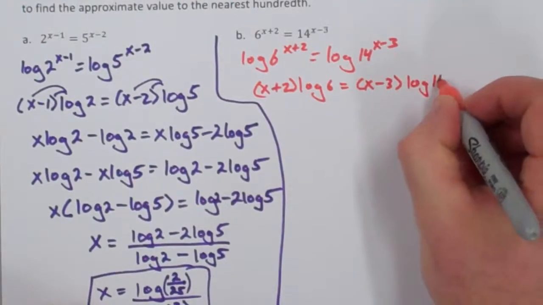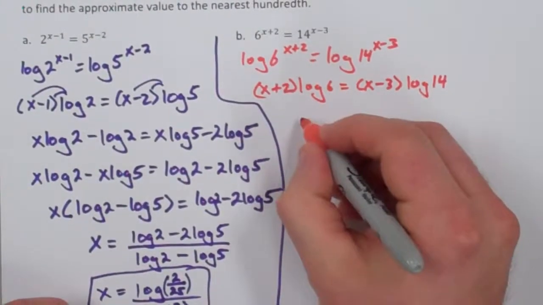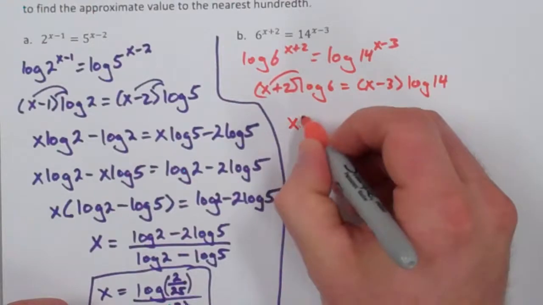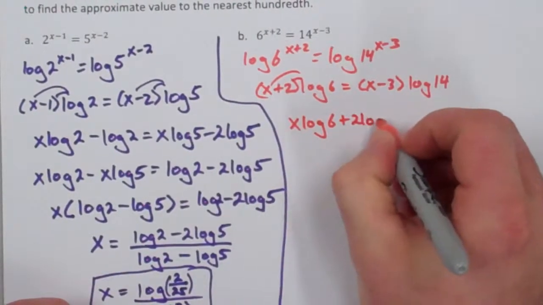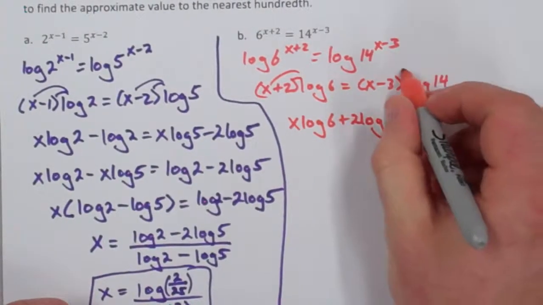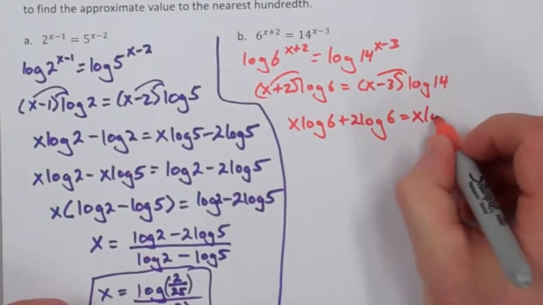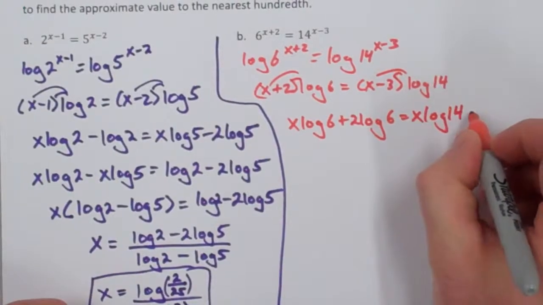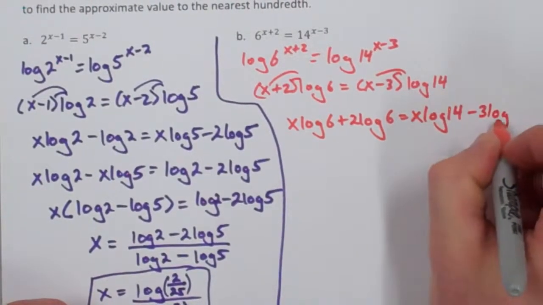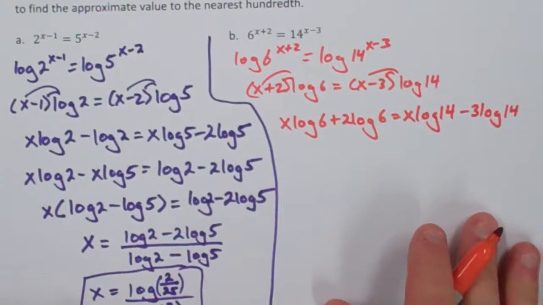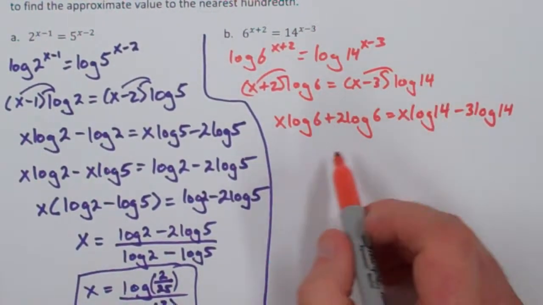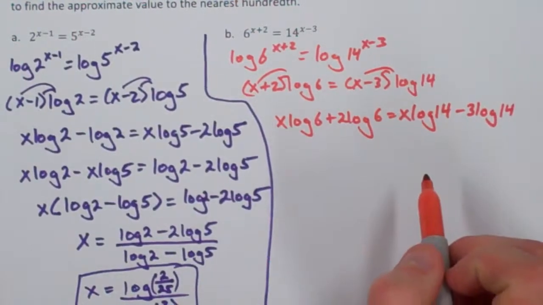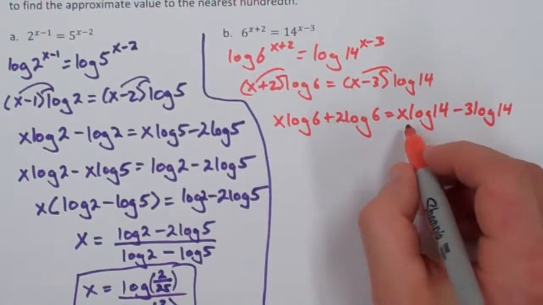That's the most common student mistake with these. We'll do the distributive property. x log 6 plus 2 log 6 equals another distributive property, x log 14 minus 3 log 14. Before we factor things out, we've got to move them together, so at least get the terms with the x's together, so let's do that.